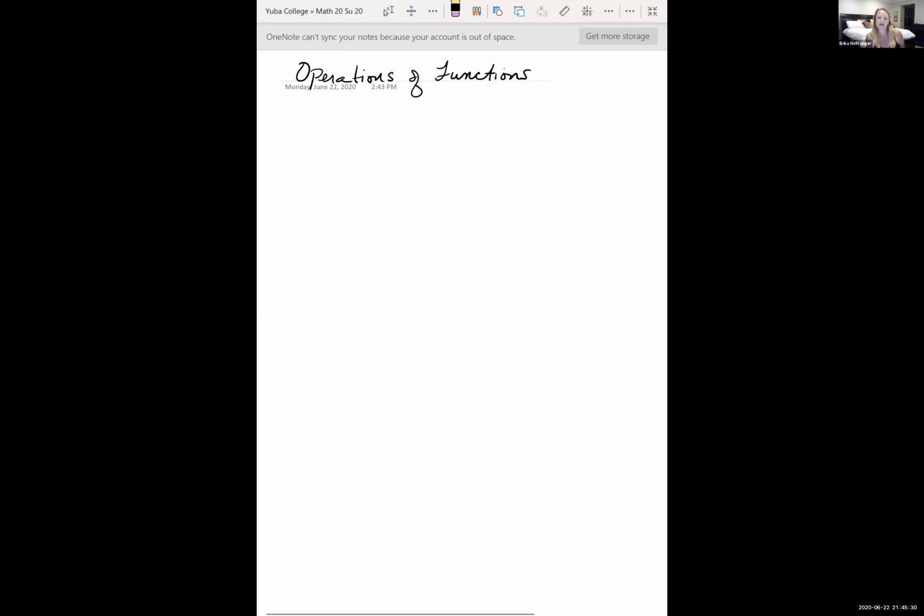Okay, so we're looking at functions, and now we're going to look at operations of functions, things that you have done in the past, maybe just haven't noticed or seen the notation for. Basically, if you have two functions, f of x and g of x, and you wanted to add or subtract them, shorthand, you could write this as (f plus or minus g)(x). So it's just saying you're taking whatever f of x is and adding it to g of x, or subtracting.